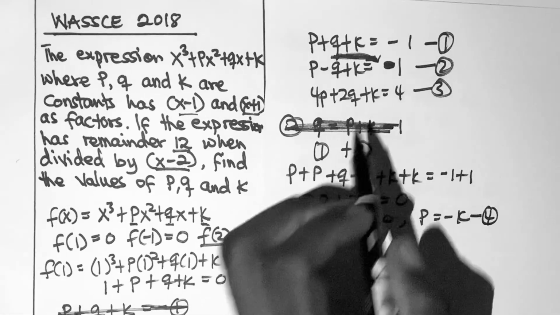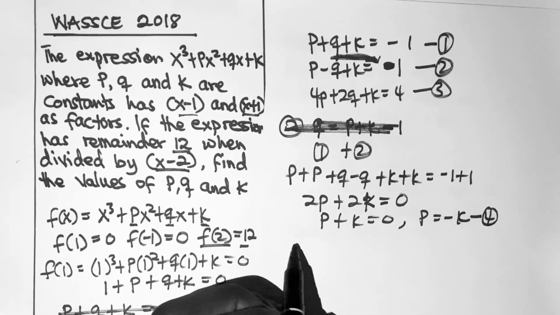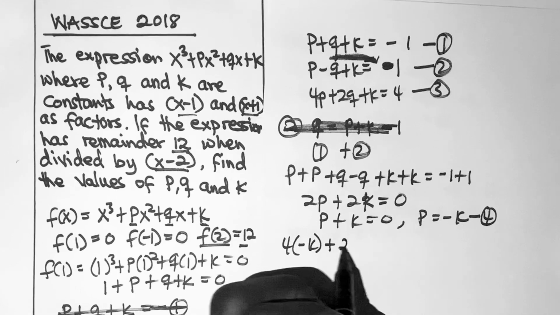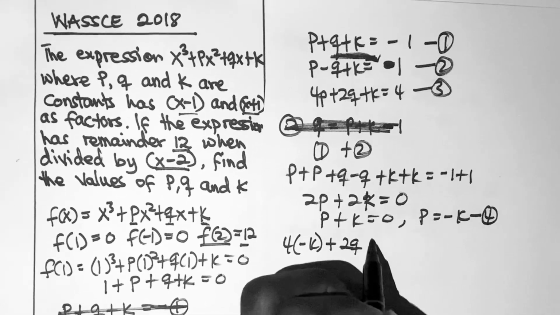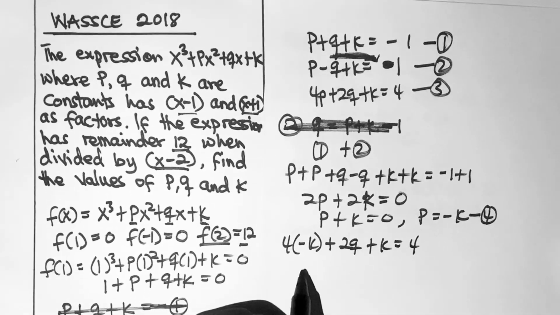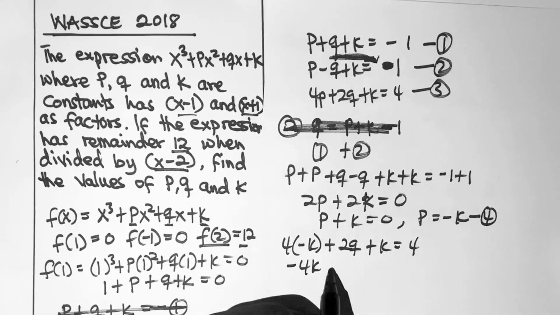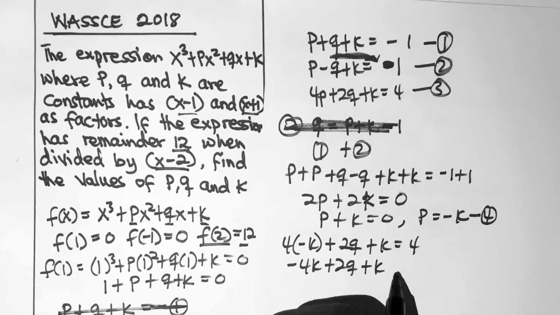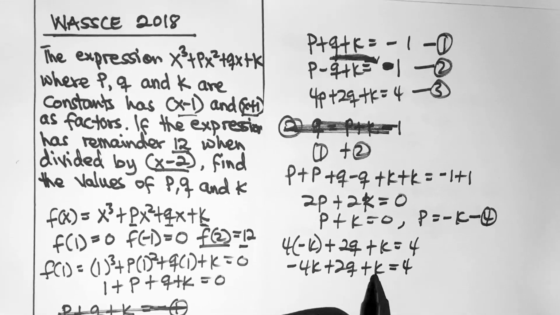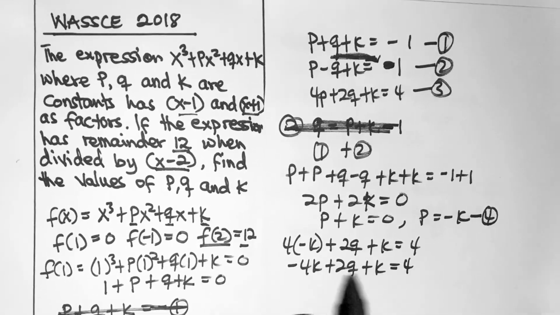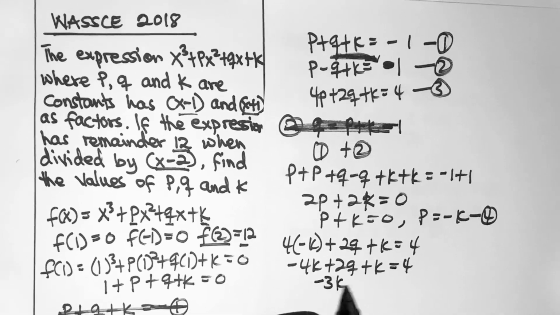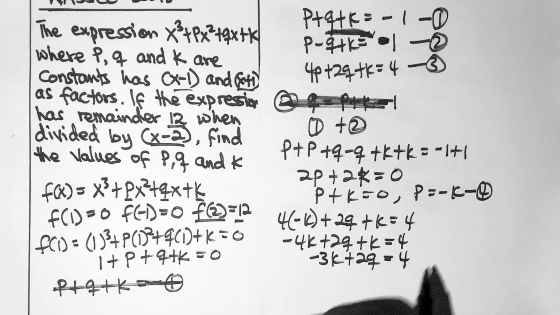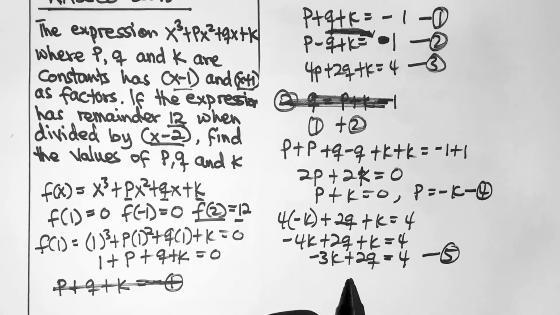Let's put equation 4 in equation 3. So 4 times minus k plus 2q, then plus k is equal to 4. So minus 4k plus 2q plus k is equal to 4. So now minus 4k plus k becomes minus 3k, plus 2q is equal to 4. So let's label this as equation 5.